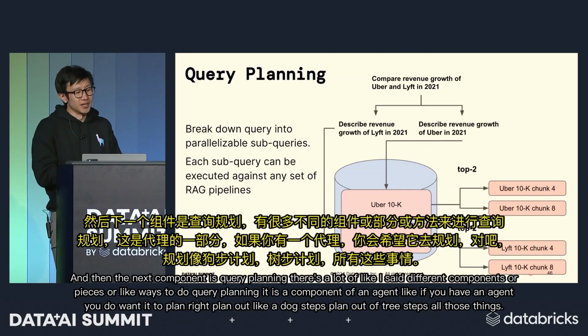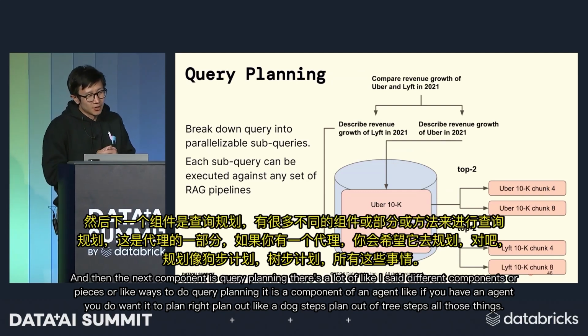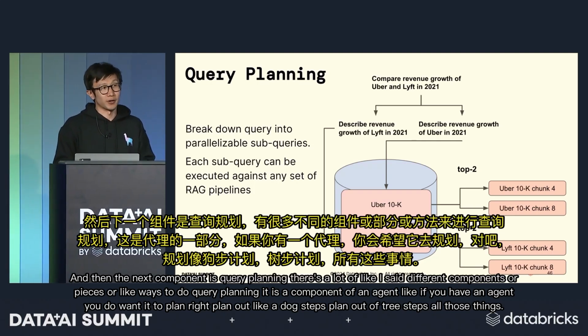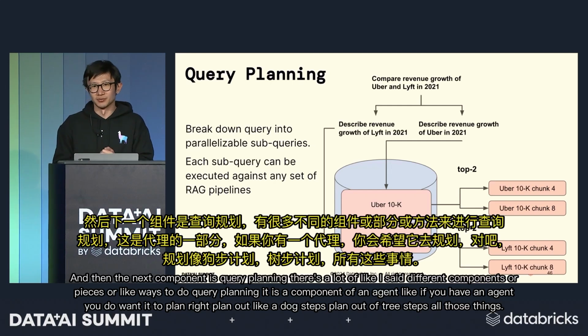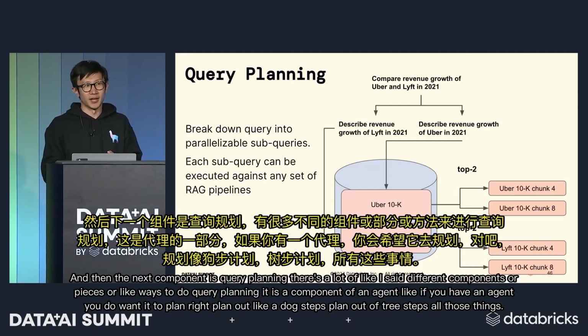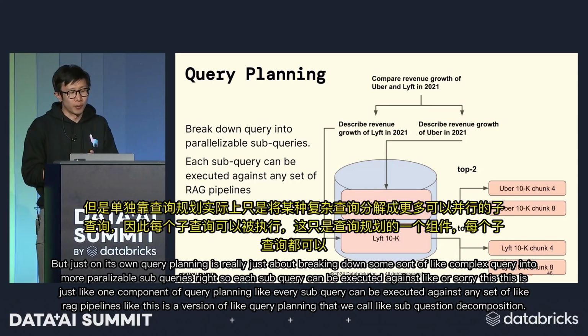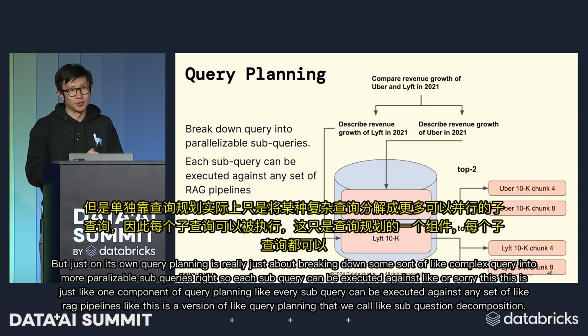And then the next component is query planning. There are, like I said, a lot of different components or ways to do query planning. It is a component of an agent. If you have an agent, you do want it to plan, right? Plan out a DAG of steps, plan out a tree of steps, all those things. But on its own, query planning is really just about breaking down some complex query into more parallelizable subqueries, right? This is just one component of query planning. Every subquery can be executed against any set of RAG pipelines.